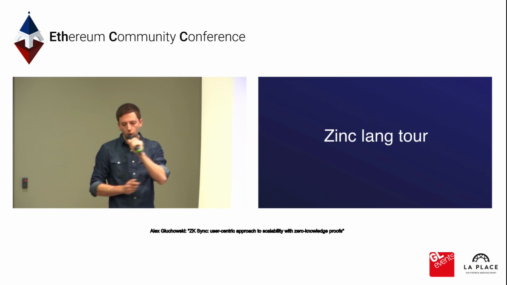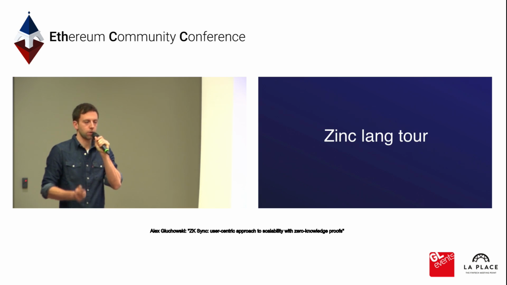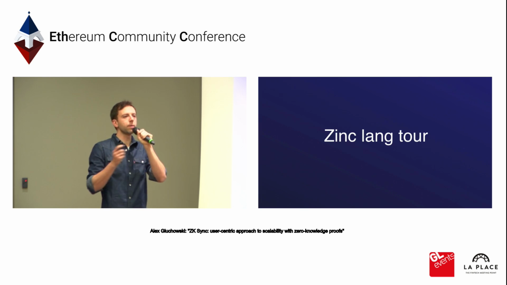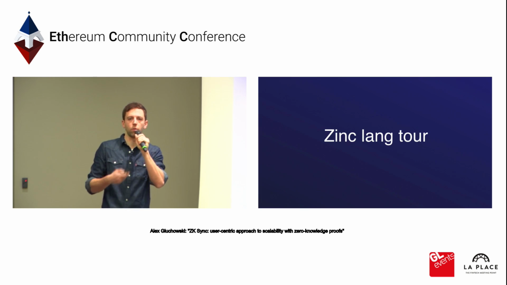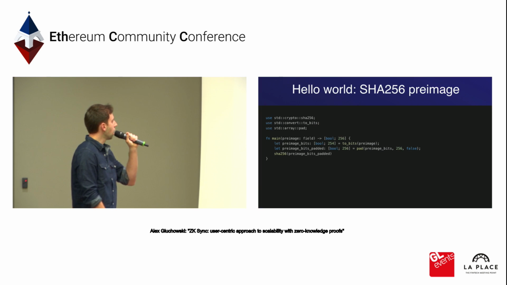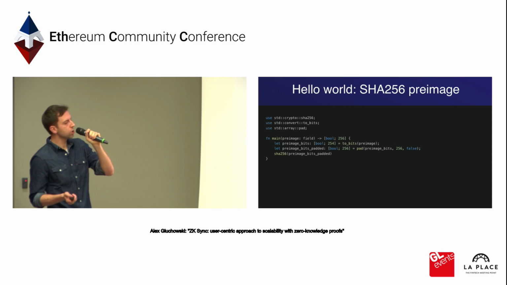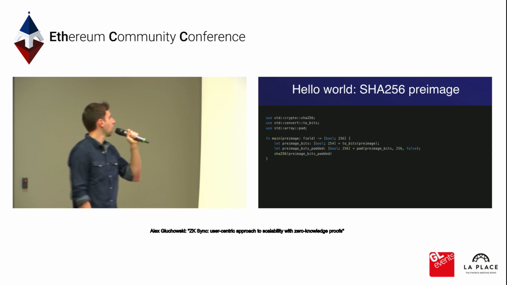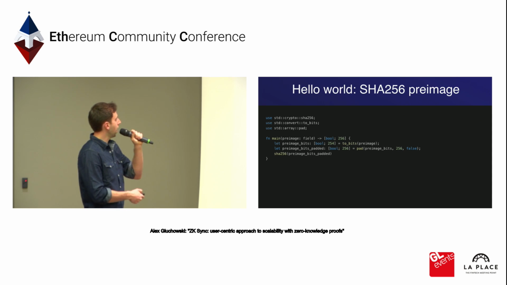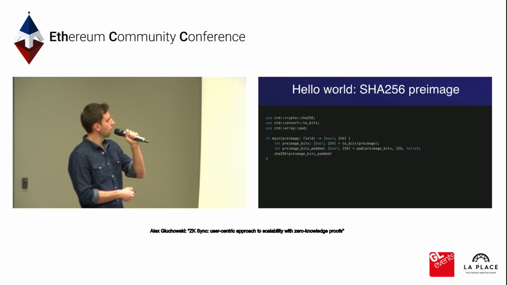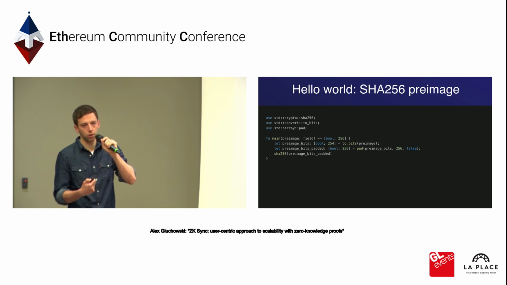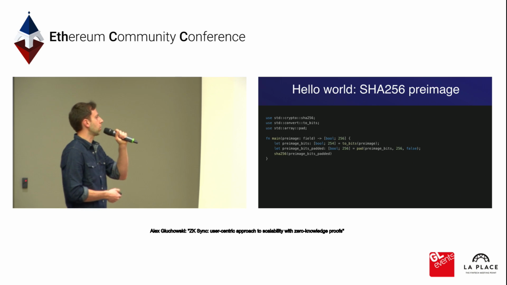So let's go through a quick tour of the Zinc language. It's not going to be a complete tour, but just an overview of what you will expect. So we start with a simple program, which is a proof of pre-image of a SHA-256 hash. Any program has the main function, which takes some arguments, which is your witness, and outputs some result, which is your public input of the circuit, or public output, whatever you call it.